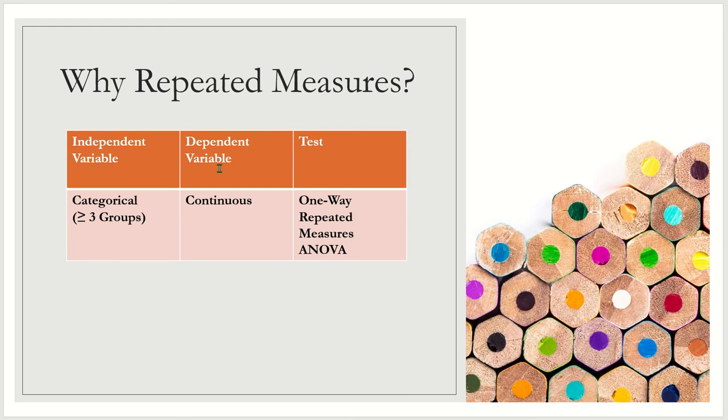just know that for an ANOVA, the independent variable should be a categorical variable, and the dependent variable should be a continuous variable. And it gets a little tricky with the repeated measures, and I'll show you why.